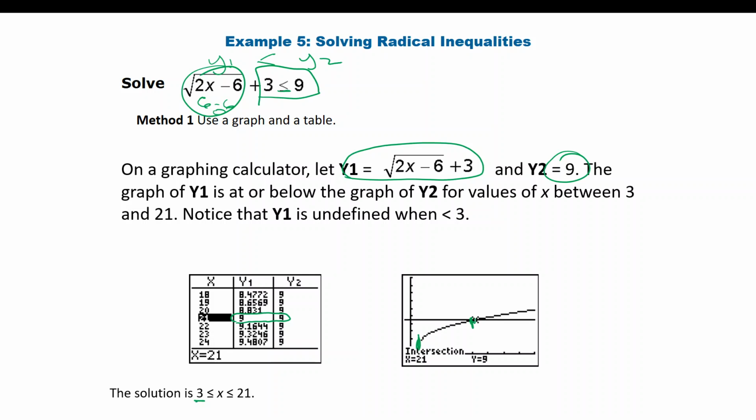In order for this whole piece to be less than this line right here, because this line is our y2, which is equal to 9, this is the only section that we're concerned about here in the green. All right, take a look at another one.